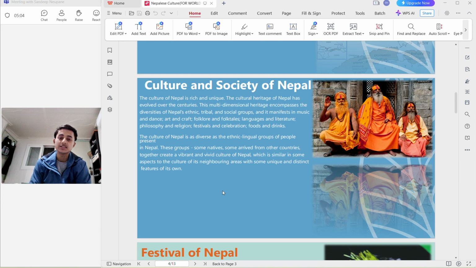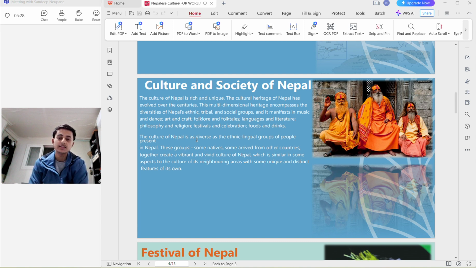The culture of Nepal is rich and unique. The cultural heritage of Nepal has evolved over the centuries. The multidimensional heritage encompasses the diversities of Nepalese ethnic, tribal, and social groups, and it manifests in music and dance, art and craft, folklore and folktales, language and literature, philosophy and religion, festivals and celebrations, food and drinks.